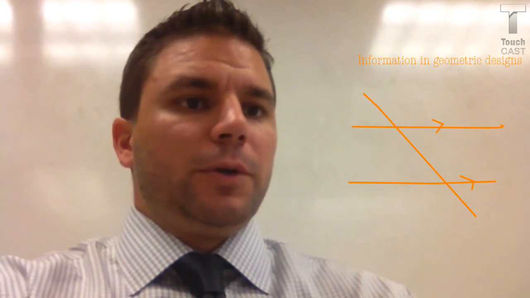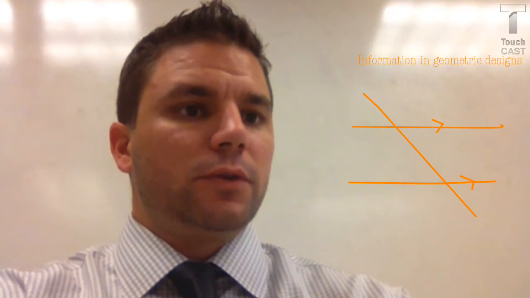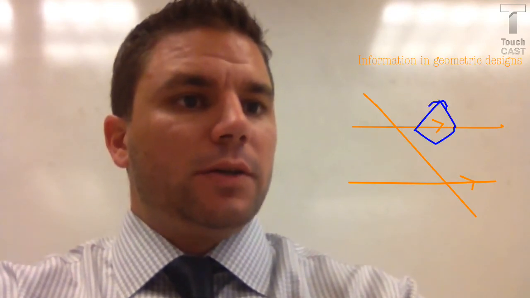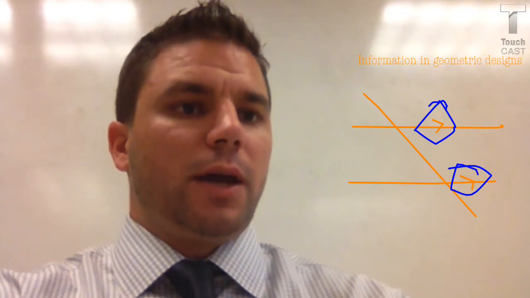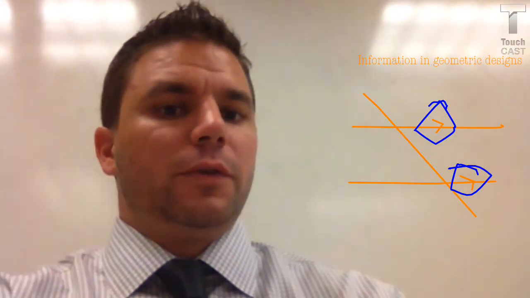In the first example here, we have a set of lines and a transversal. What we can identify is that these two lines are parallel because of the markings that we have for each one of them. The arrows are going in the same direction, therefore they're parallel lines.